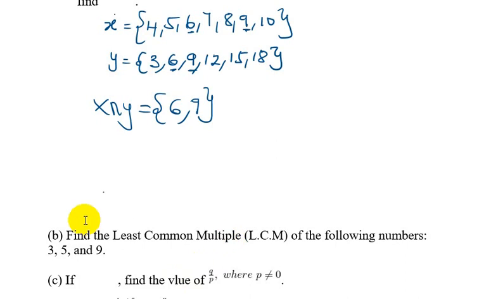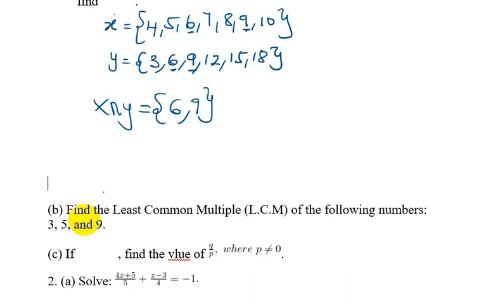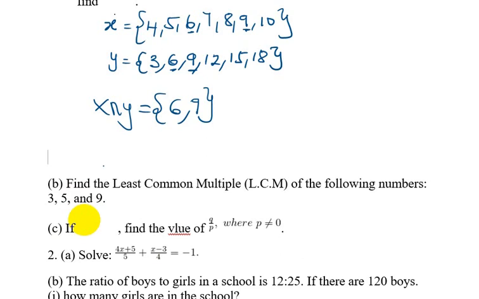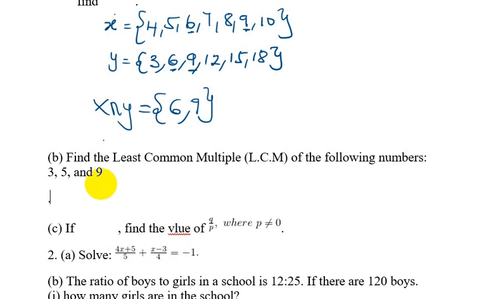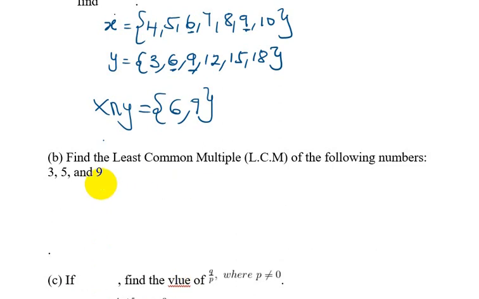So let's go to the next one. The next one is the B, which says we should find the least common multiple of 3, 5, and 9. So let's get straight into that. With this one, we'll list the factors. When you are finding the multiples of a number, we list the factors of the number. After listing the factors, we multiply the greatest number of each factor.